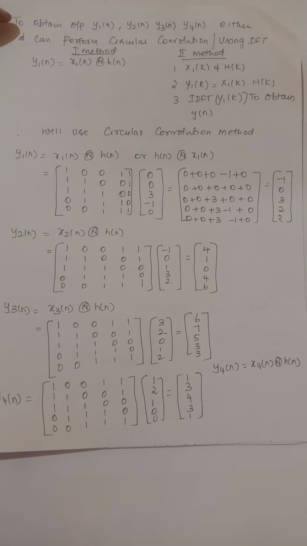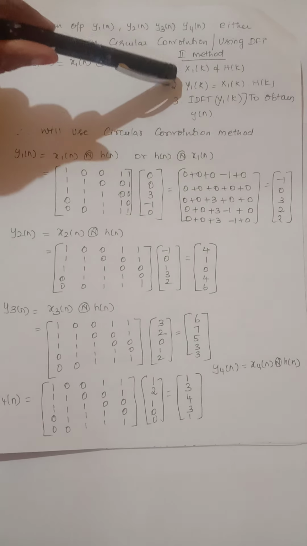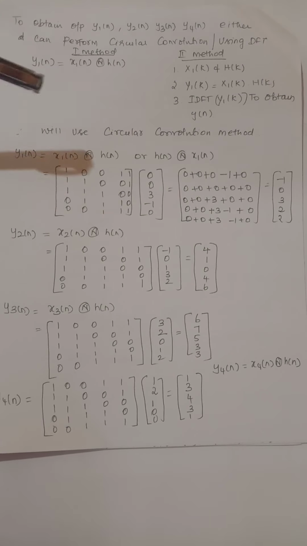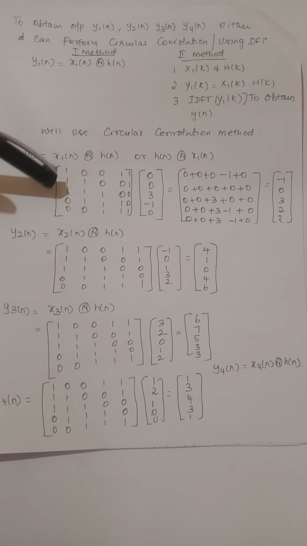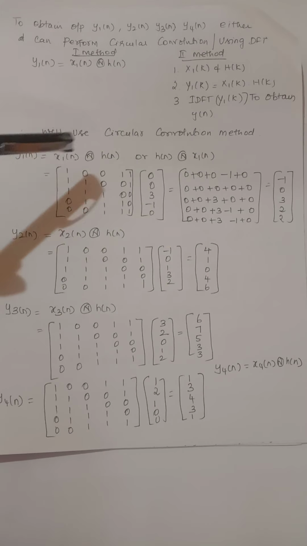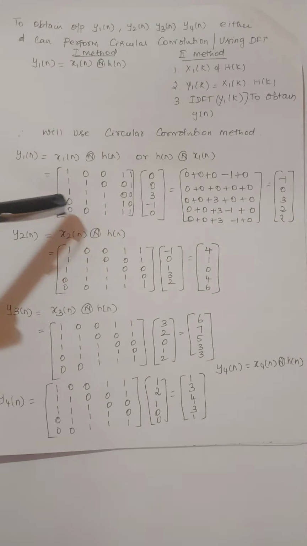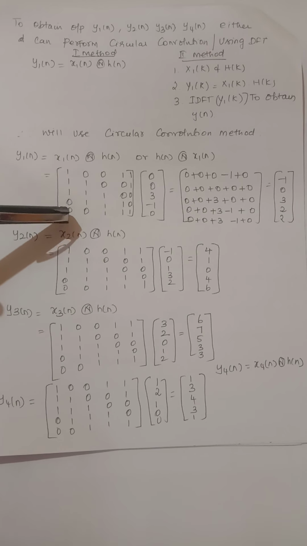I have already said that to obtain the output, you can use either the convolution method or the DFT method. Because the circular convolution method is very simple, we use it. So y1 of n is x1 of n convolved with h of n. In this convolution we keep one sequence as such and shift the other. This is the impulse response, and to make both lengths equal I have appended zeros: 1 1 1 0 0.